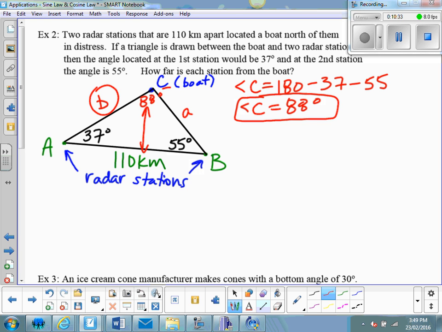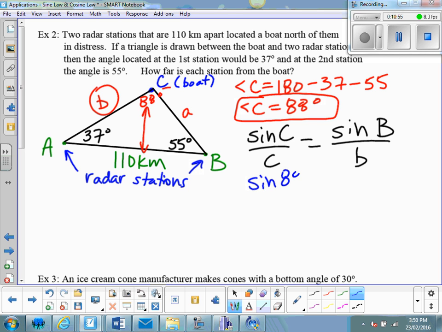So my sine law, when I set that up, I'm going to use the C, so sine C over C, and I'm going to use the B's, sine B over B. And then I'll plug things in. So when I plug things in, it's going to be sine 88. I just found that angle C was 88. Side C is 110. Sine B, so angle B is 55. So sine of 55 over, and I don't know what side B is. That's what I'm going to try and find.